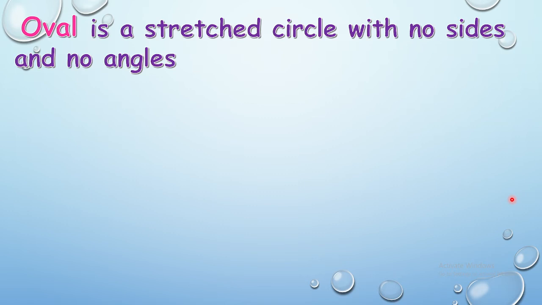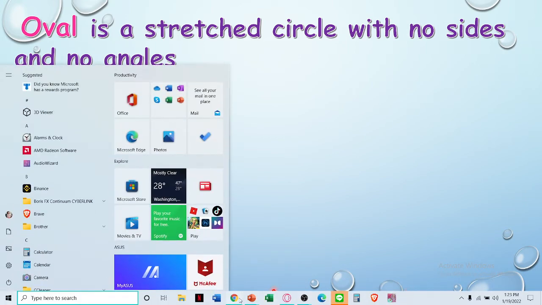And the last shape is oval. What can you say about oval? Oval has no side, no angle. Yes, just like the circle, it also has no side and no angle, but it looks like a stretched circle. When you stretch the circle, right? Because some parts are longer than the others.